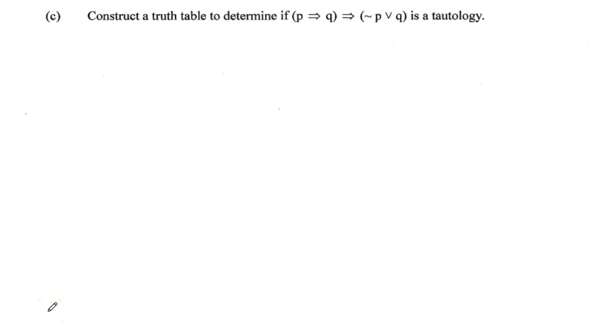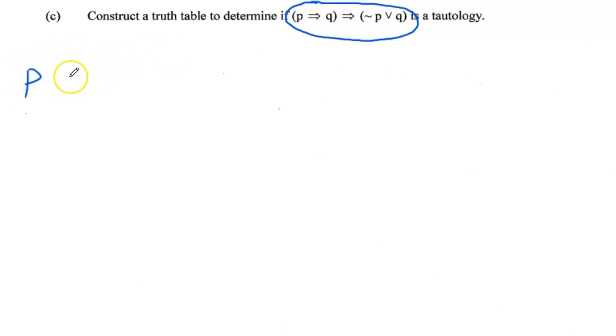Construct a truth table to determine if P implies Q implies not P or Q. So I want to check if the statement is a tautology. Now for it to be a tautology, all the truth values in the final column must be true. So let's go ahead and construct this truth table now.